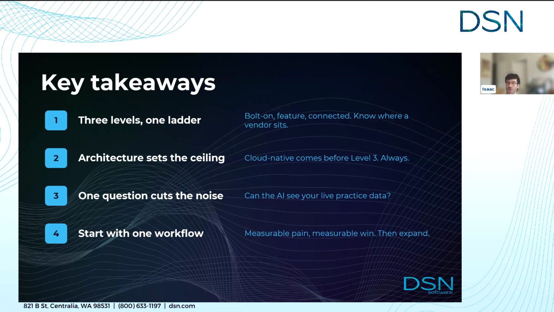And 4, start with one workflow. Measurable pain, measurable win, then expand from there. If you only take one of these 4, take number 3. Again, the question to ask a vendor is, can the AI see my live patient data? This will protect you from pretty much every AI sticker in the industry.